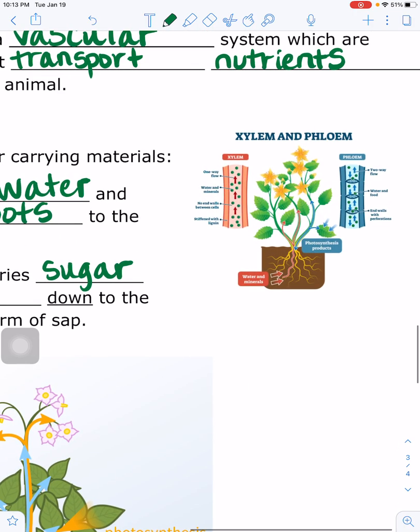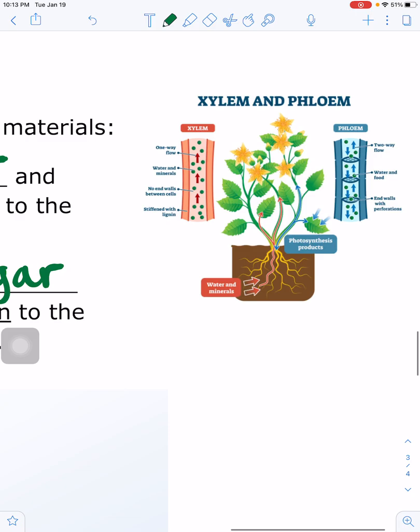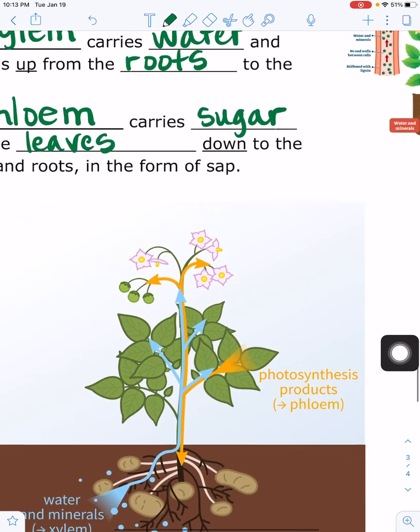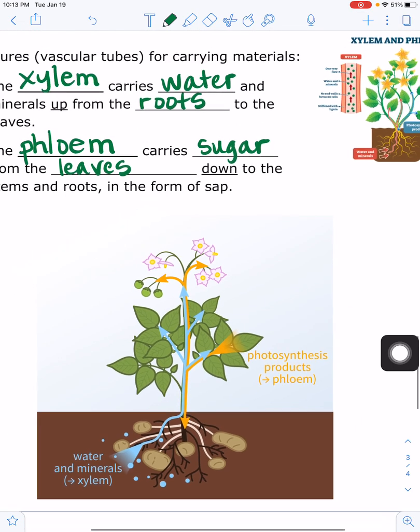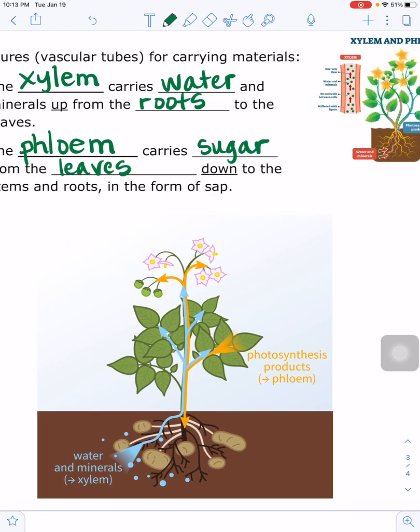The pictures I put on here are there to show you what the xylem and the phloem are doing. And I like this picture at the bottom because it reminds you what's going up, what's going down, what's carrying. The xylem is carrying water up. The phloem is carrying the glucose and the sugar down to other parts of the plant.